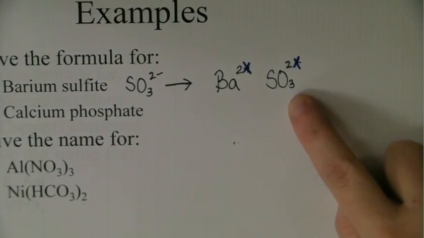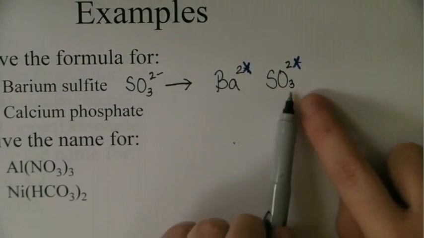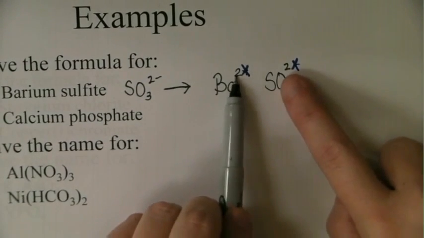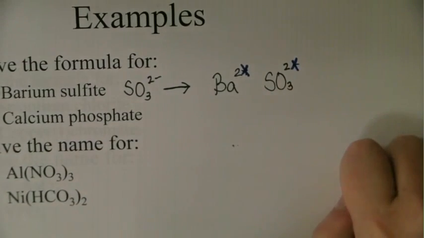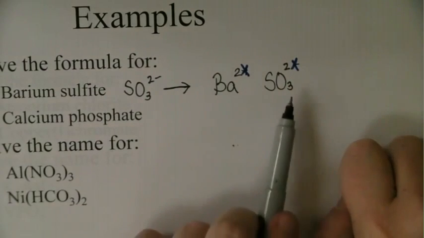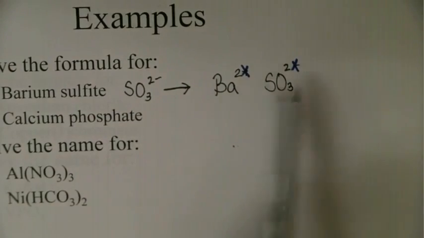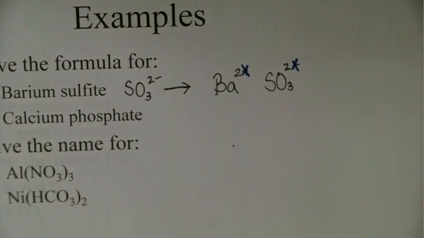Do not mess with this 3. I'm telling you now. Don't touch that 3. Leave it where it is. You've never done anything but cross charges. Keep doing that. Don't cross over the 3. Leave it alone. Don't touch it. 2 and 2. That's what we're crossing over.